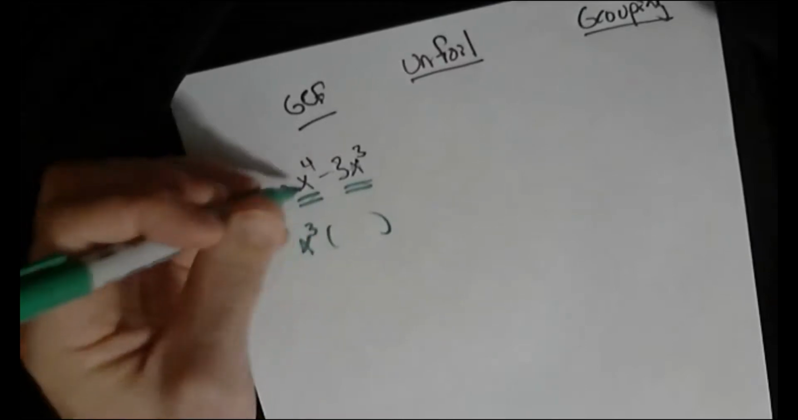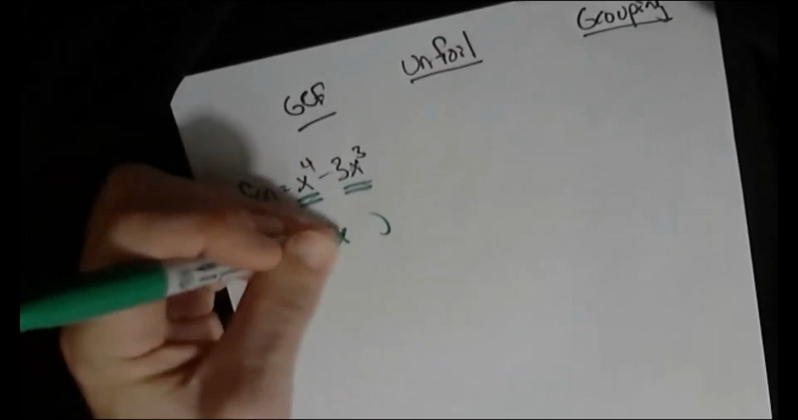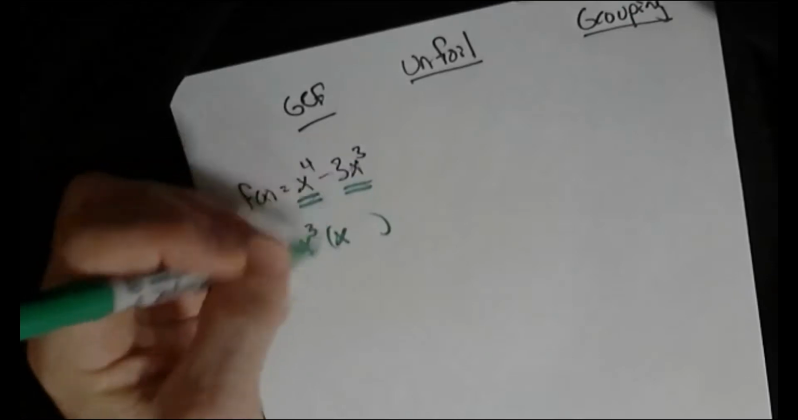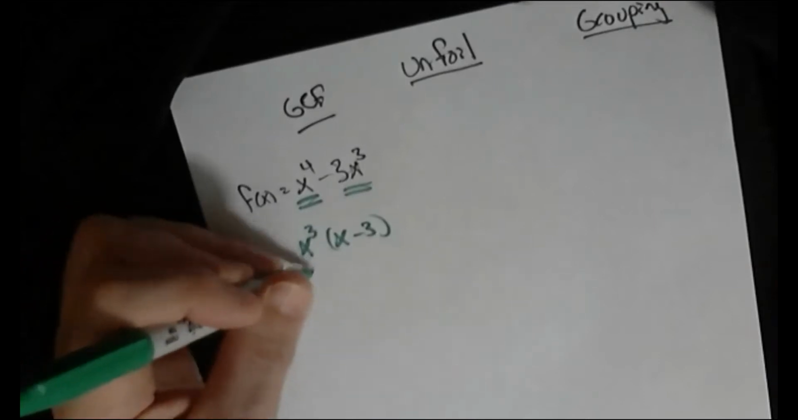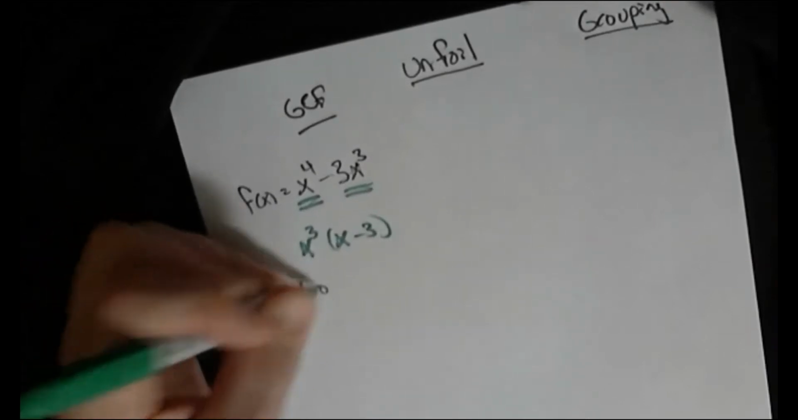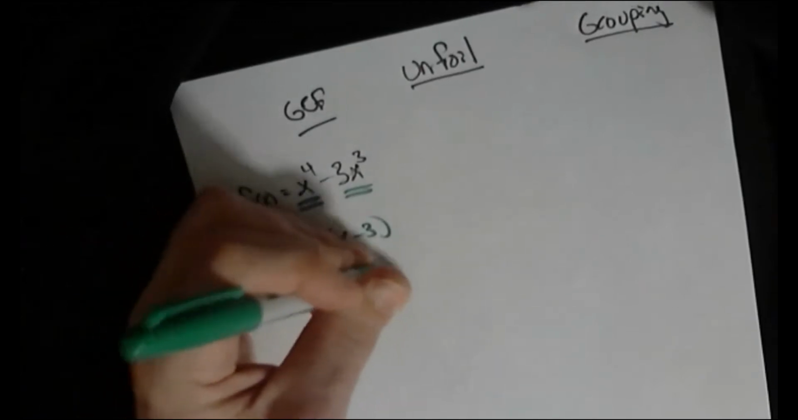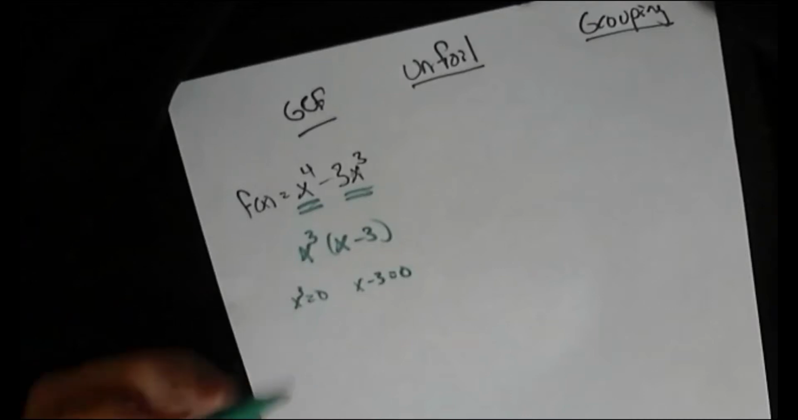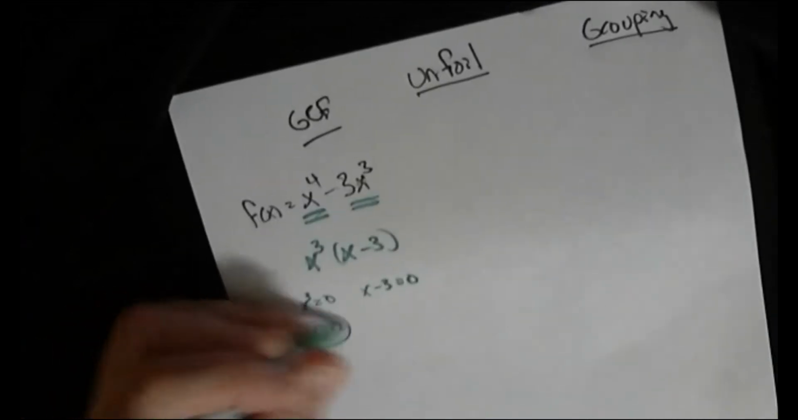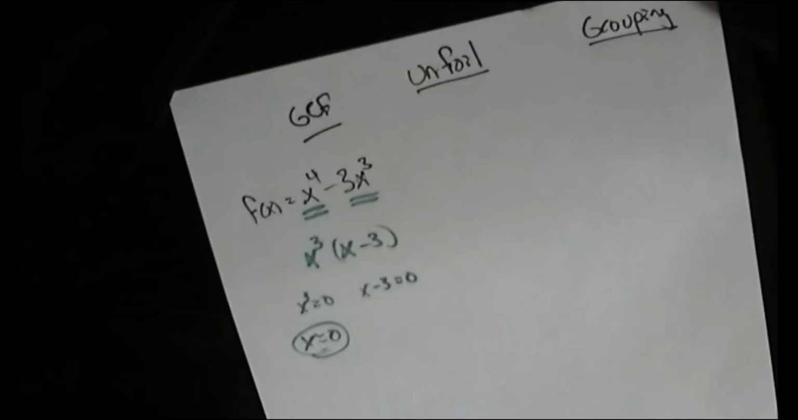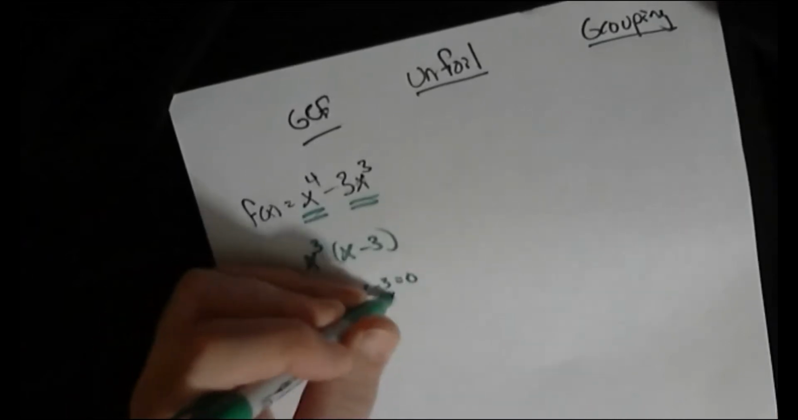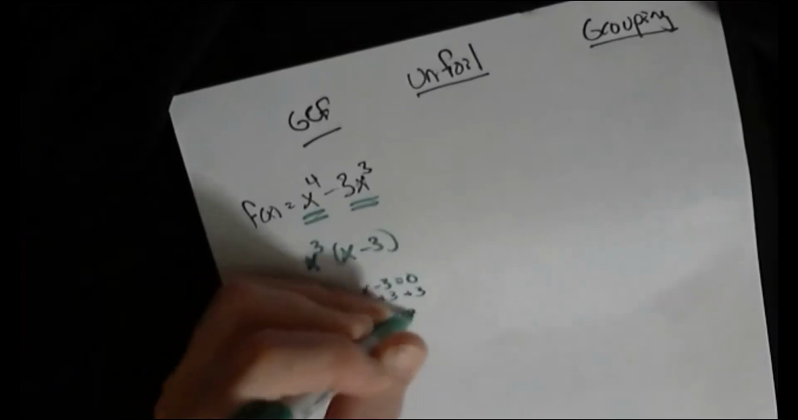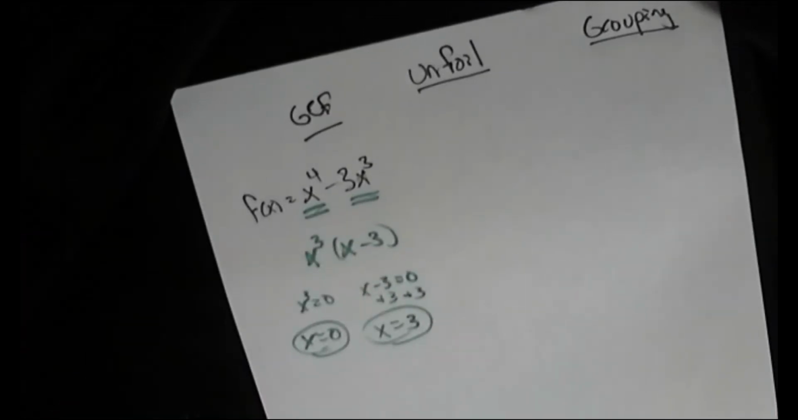If I divide this x to the third out, x to the fourth leaves me with 1x here, negative 3x cubed leaves me with a negative 3 here. So to find my zeros, I simply set my factors equal to 0 and then solve. So x to the third power is 0 only happens when x is 0. X minus 3, if we add 3 to both sides, then x equals 3.